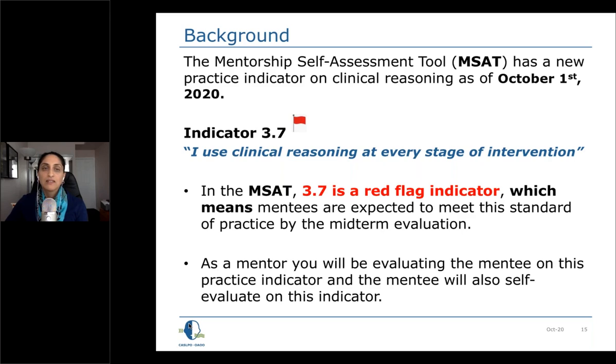In the MSAT, the clinical reasoning indicator is a red flag indicator. And what that means is that mentees are expected to meet this standard of practice by the midterm evaluation. So as a mentor, you will be evaluating the mentee on this practice indicator, and the mentee will also be self-evaluating on the indicator.